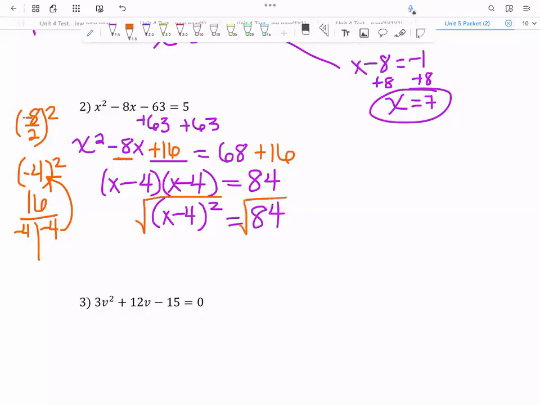So we square root both sides. And we get x minus 4. And 84 is not a perfect square. So we need to simplify it. So we're going to find the biggest perfect square that goes into 84. And that is 4.